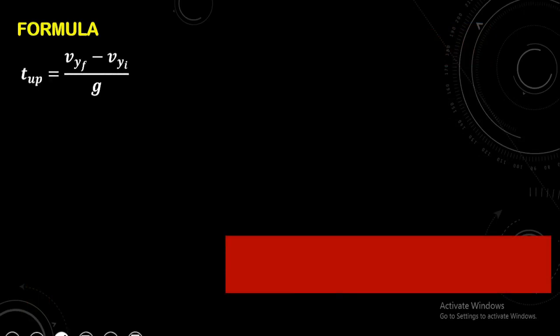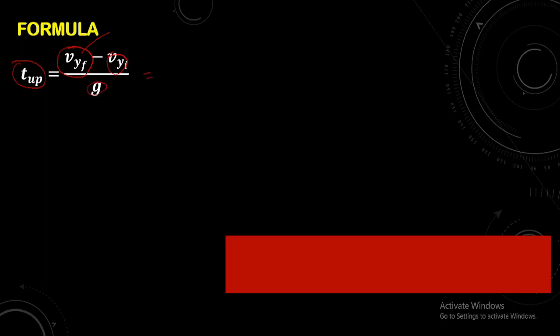So we use the concept that we learned from free fall motion. Here we have a formula, v sub y sub f, which is the final velocity, and then here is the initial velocity. You need the time to get up, and this is the formula. g here is the acceleration due to gravity.